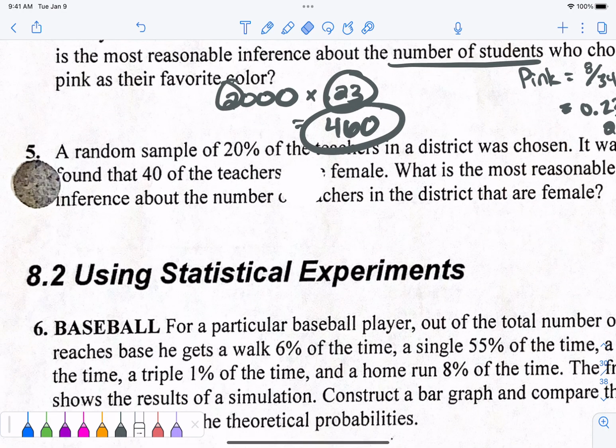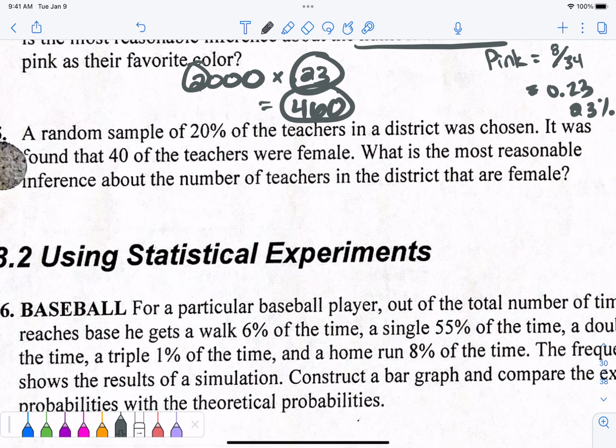All right, now I'm interested to see how you do this next problem because we did it 3 different ways last period. A random sample of 20% of the teachers in a district was chosen, and 40% were female, but we only surveyed 20% of them. If we surveyed all of them, how many would have been female out of the whole district? How do you do this? That's what somebody said last period.